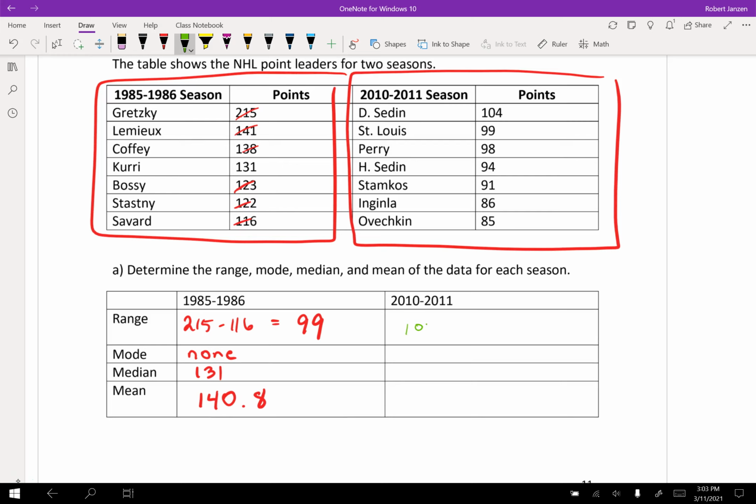All right, so the range would be 104 take away 85, which is 19. So you can see there's not nearly as big a gap between the highest and the lowest. The mode, does any number occur more than another one? Nope. The middle number will be 94. And the mean, if I add them all up and divide by 7, it will be 93.8. Okay?